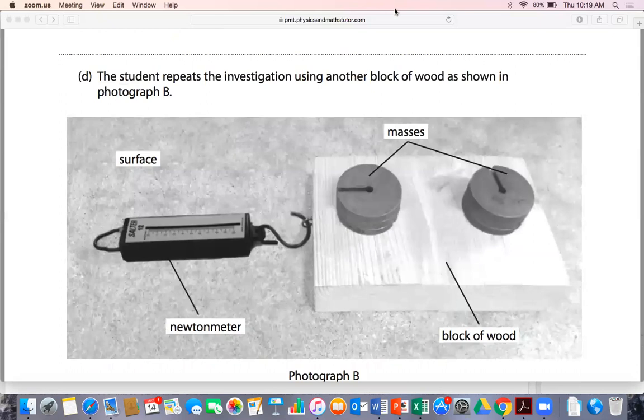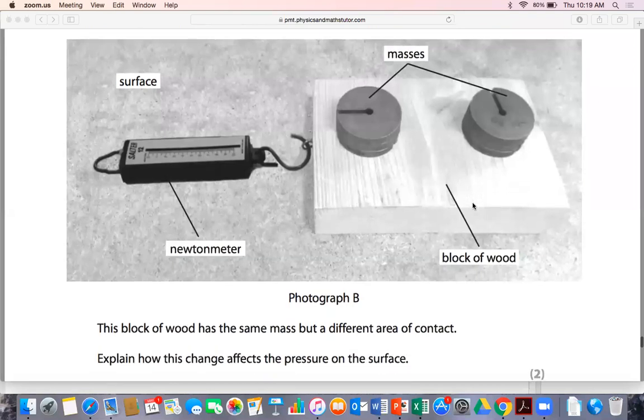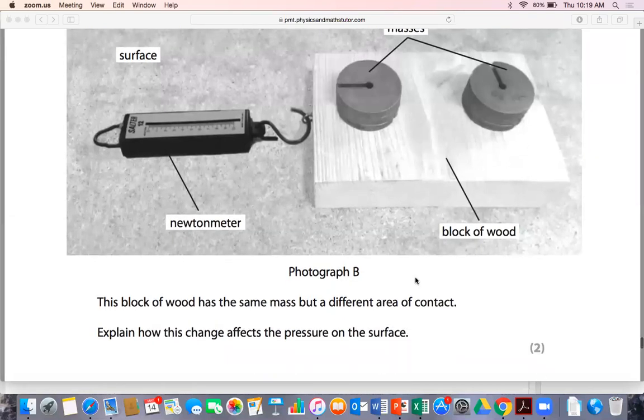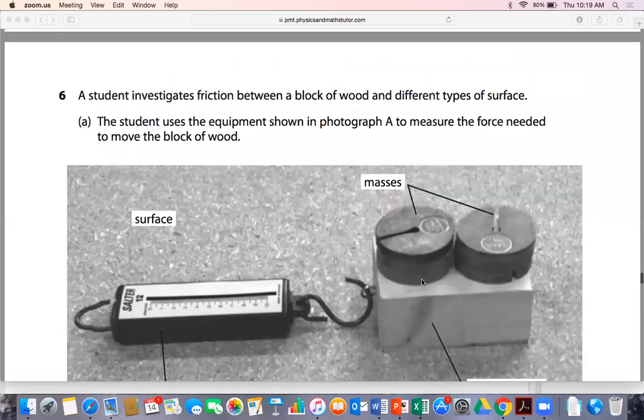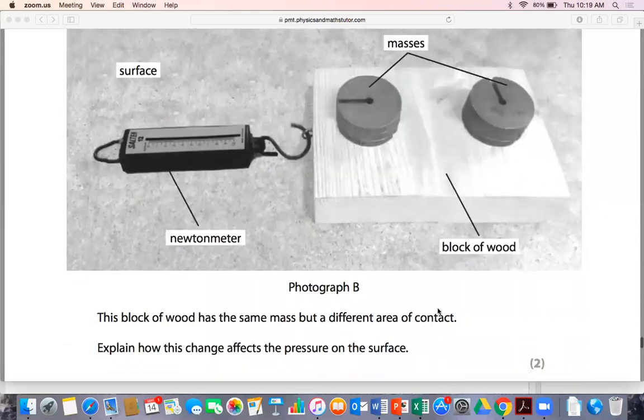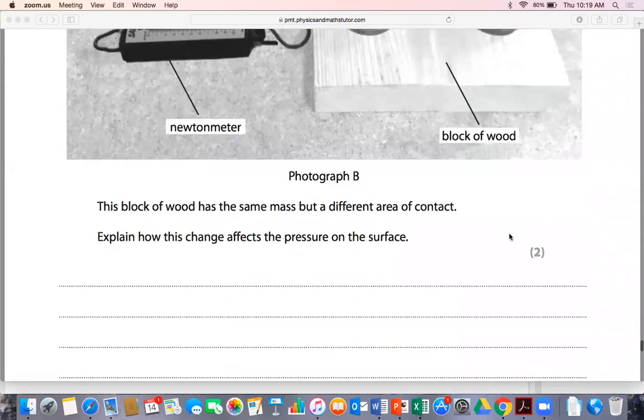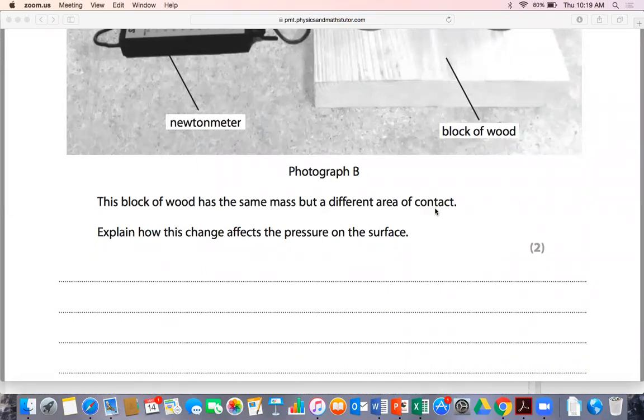Okay, next. The student repeats the investigation using another block of wood, as shown in photograph B. The block of wood has the same mass but different area of contact. So same mass as the previous one, but now it's larger in terms of the width. So the area of contact is different.